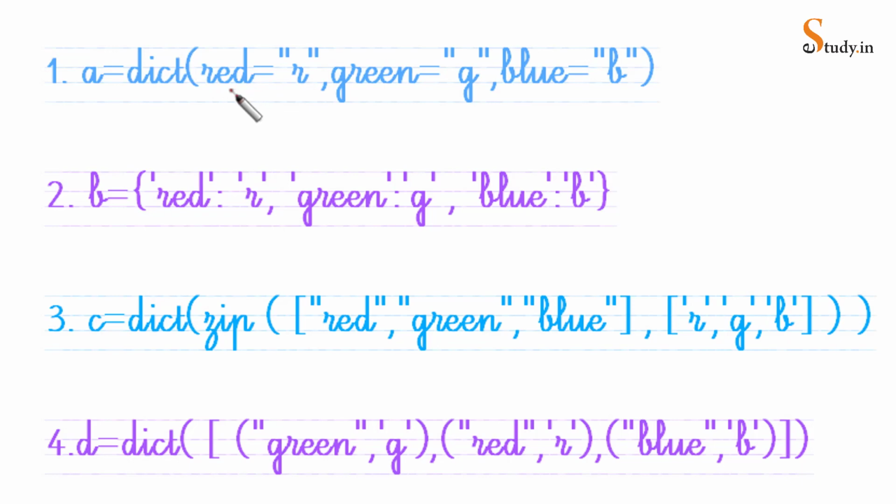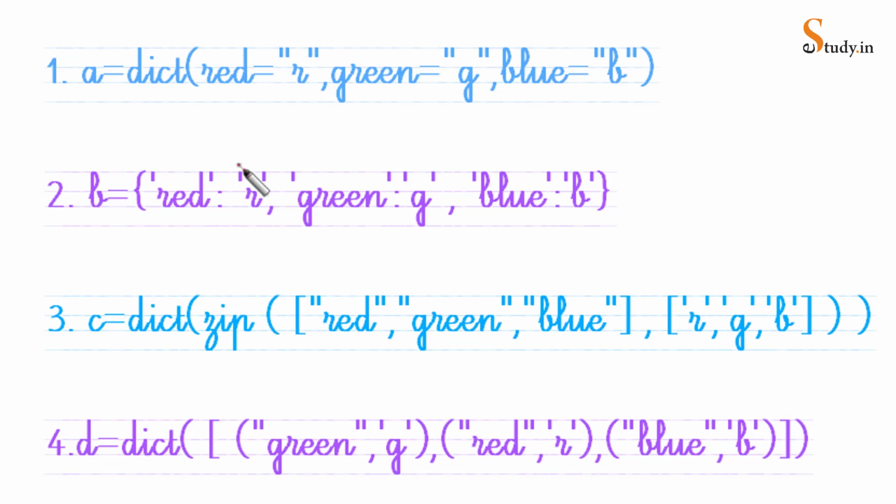Let's suppose the first key value pair is here. Just remember that we are not going to put a colon here because we are using the constructor, so it will automatically do it for us. We just need to write red is equal to R, green is equal to G and blue is equal to B. Notice that red is the key and R is the value. Similarly green is the key and G is the value, and blue is the key and B is the value.